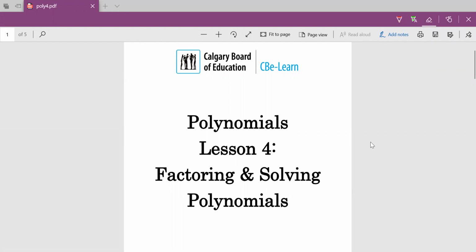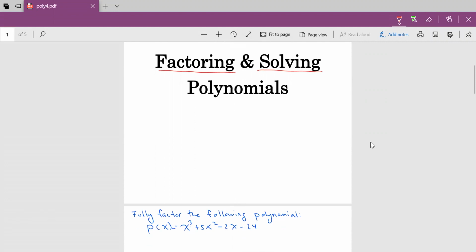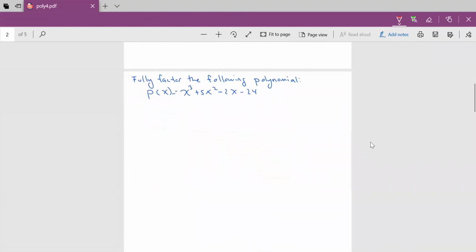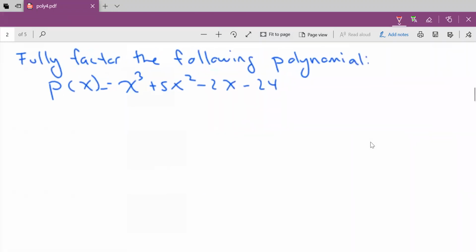What we're going to do here is fully factor a polynomial, and once we've fully factored our polynomial, we're able to very easily solve it. Now, these are very long questions, or they can be very long. What I would like you to do when you're doing these questions is keep your graphing calculator beside you. I'll show you what I mean.